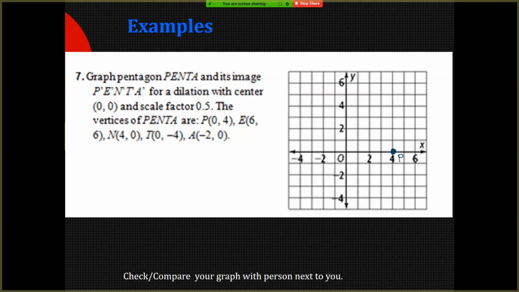If I want a dilation of 1/2 to find P prime, I'm going to take 1/2 times both of those values. So 1/2 times 0 is 0. 1/2 times 4 is 2. So P prime, I'm going to do in red, is going to be at 0, 2. And then I'm going to label that P prime.